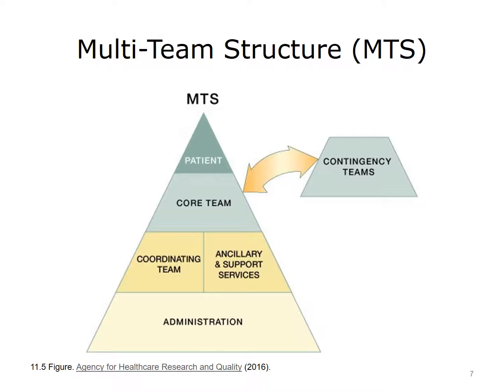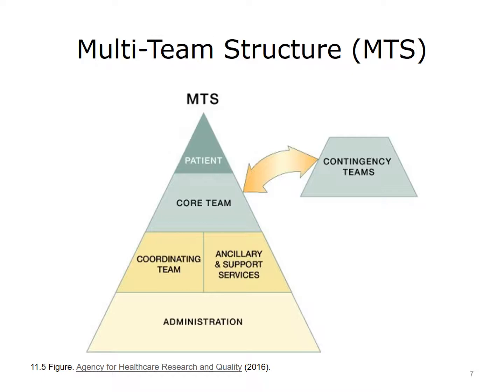This is referred to within the TeamSTEPPS model as a multi-team structure, or an MTS. The illustration on the slide shows the TeamSTEPPS conceptualization of an MTS. Recall that TeamSTEPPS is really focused on clinical patient care. You can see that the patient is at the top of the pyramid because the teams are functioning to serve the patient. There is a core team that interacts directly with the patient. Also, a contingency team, as represented by the shape that is connected to the core team by the double-ended arrow.